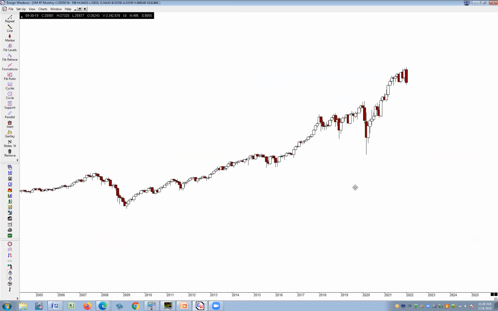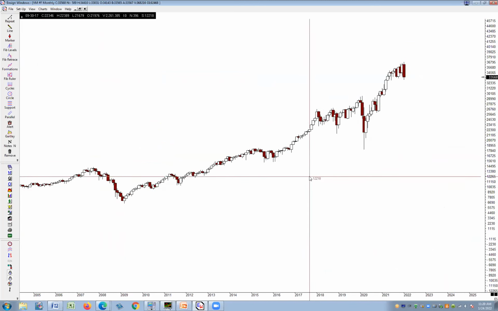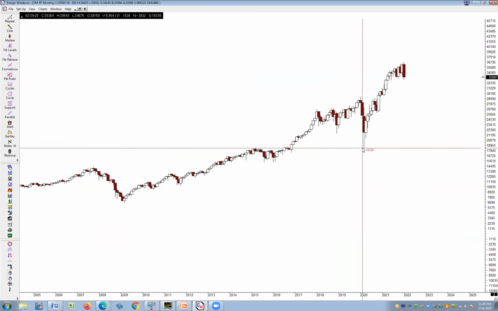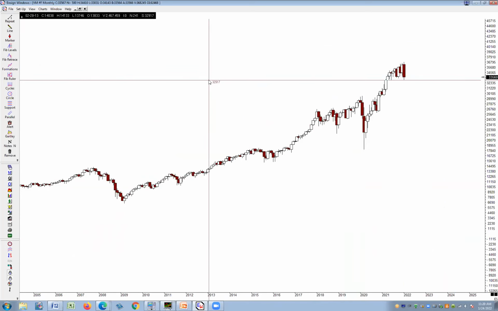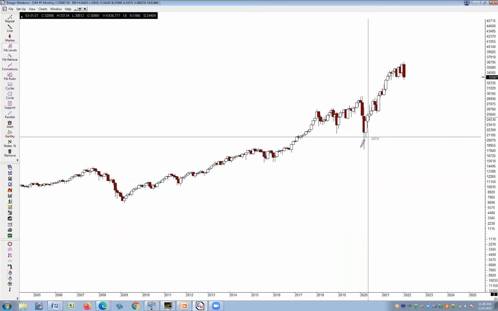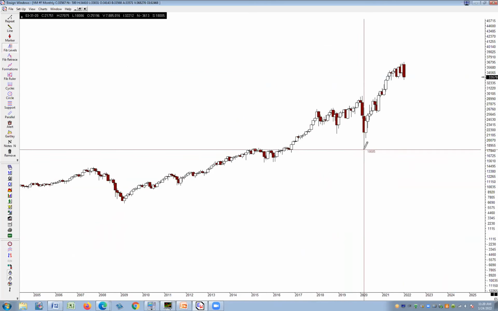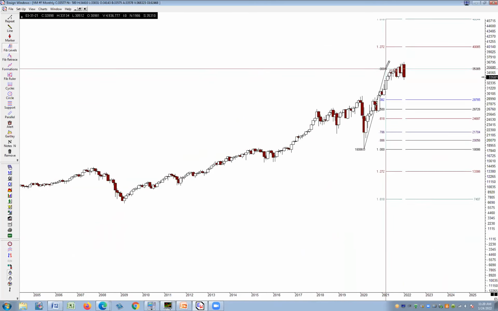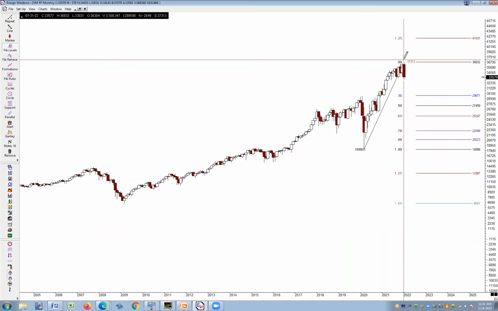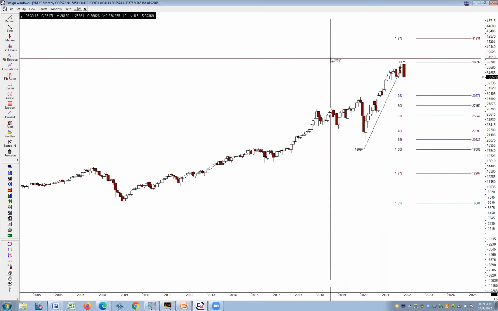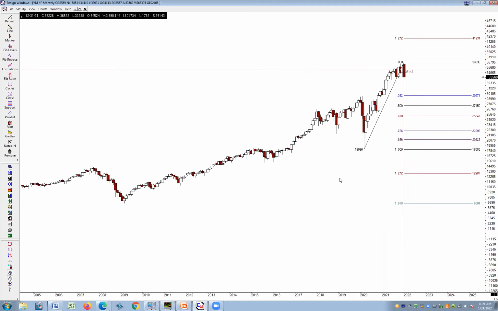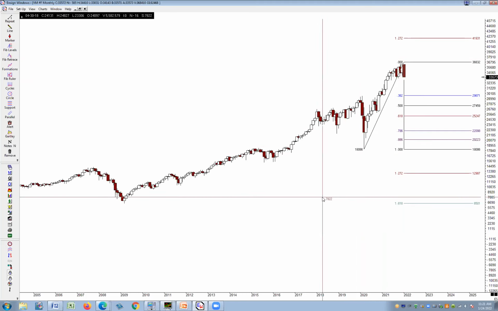Okay, so all the way back, here's our 2020 lows. Now, one thing that I've noticed on these charts is that we have not seen even a 382 retracement from this extraordinary move to the upside from those March 2020 lows.